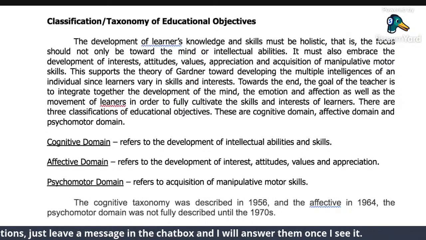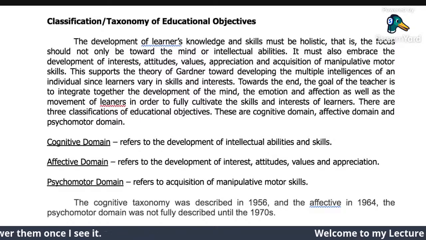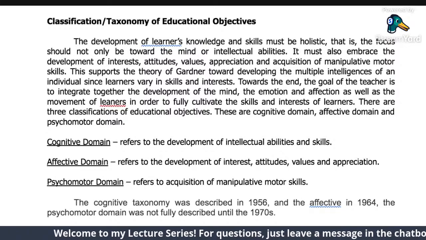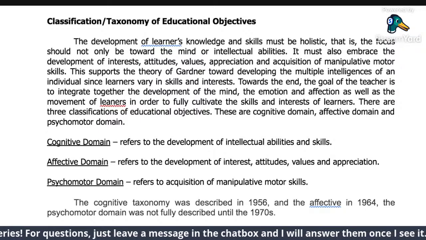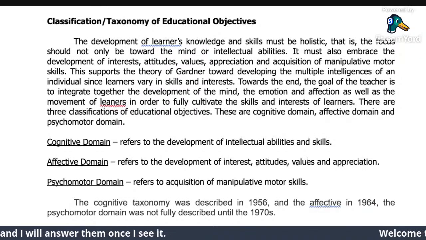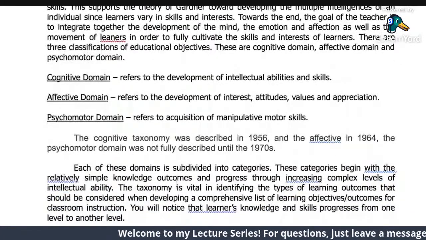We have cognitive, affective, and psychomotor domains. Okay? So, when we talk about the cognitive domain, it refers to the development of intellectual abilities and skills. Okay? Usually has something to do with the workings of the mind. When we talk about affective, it refers to the development of interests, attitudes, values, and appreciation. And then psychomotor refers to acquisition of manipulative motor skills.